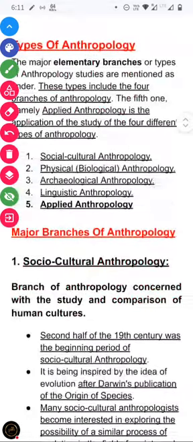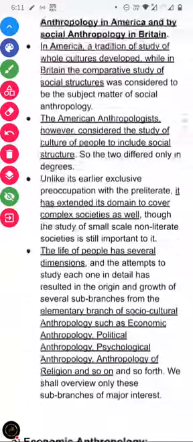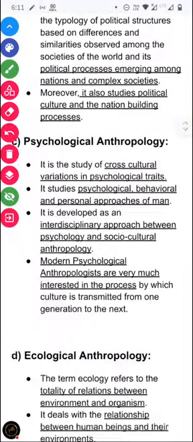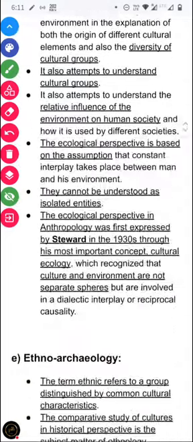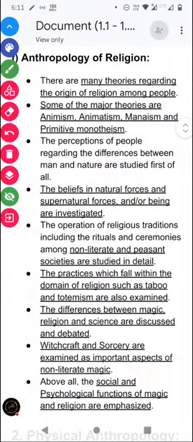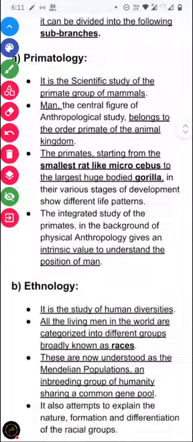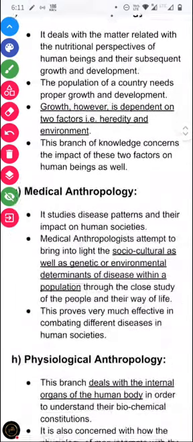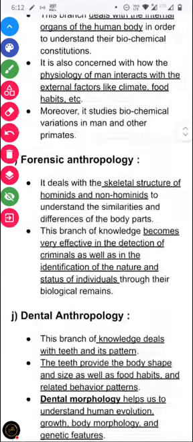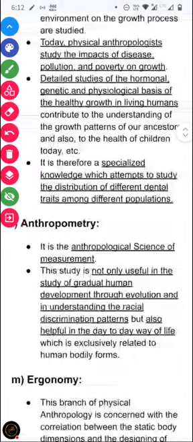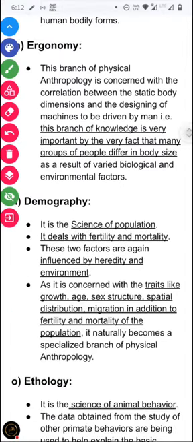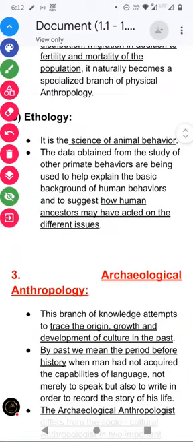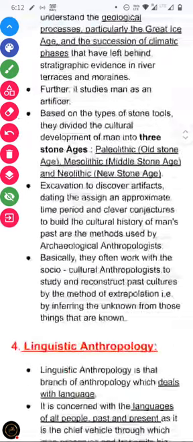You can read these main branches, all about them, that are more important for the upcoming 2024 anthropology optional examination. You can see here economic anthropology, ecological anthropology, ethnoarchaeology, anthropology of religion, physical anthropology, primatology, ethnology, human biology, paleontology, human genetics, nutritional anthropology, medical anthropology, physiological anthropology, forensic anthropology, dental anthropology, human growth and development, anthropometry, ergonomics, demography, ethology, and archaeological. This is the third main branch of anthropology. So you can remember this.